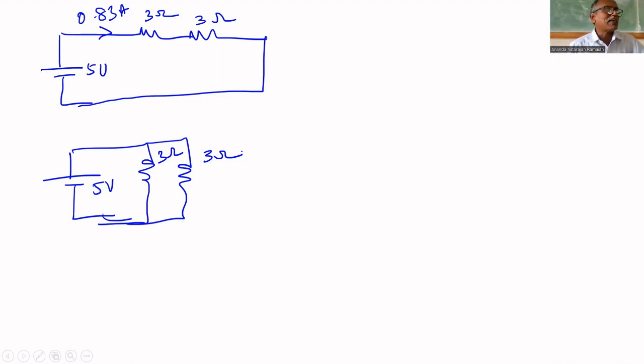1.5. Always we should remember that if the two resistances are equal, the equivalent resistance is half of that. So, 1.5. 5 divided by 1.5, how much? 3.33. You notice that if the two equal resistances are connected in series, with the same voltage, what is the current? 0.83 amperes. If the two resistances are connected in parallel, how much current? 3.3.